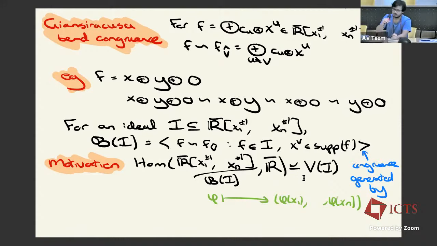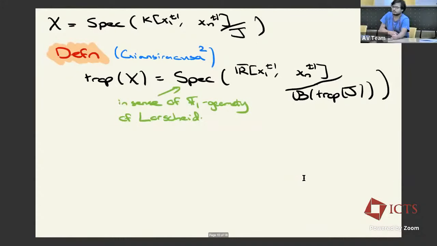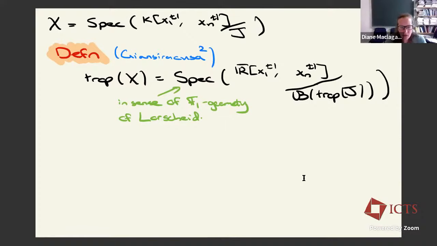Okay, thanks. One more question. In the tropical case, when you take Spec, in the usual case it's the set of all prime ideals. But in the tropical case, in the sense of F1 geometry of Lorscheid, what does it actually mean? Again, this is something that probably deserves to be revisited. But in the formulation, you can form a topological space by taking all prime ideals in the same way.